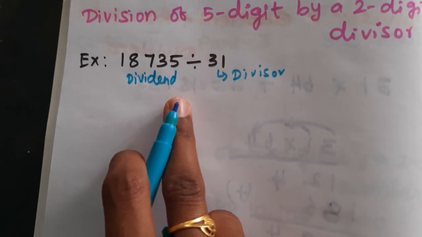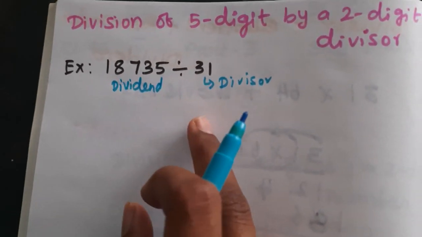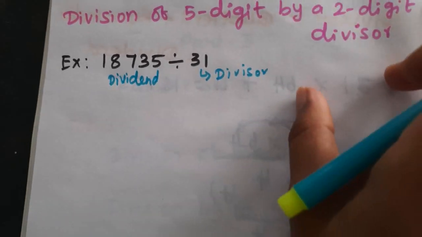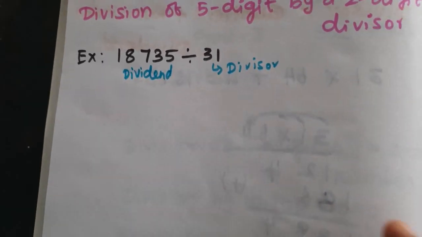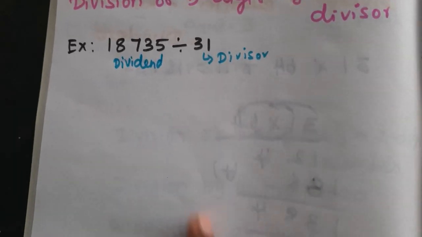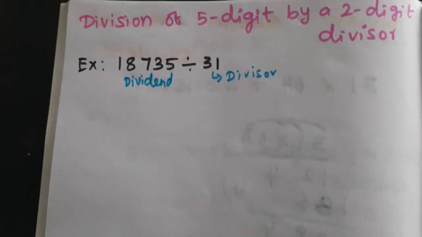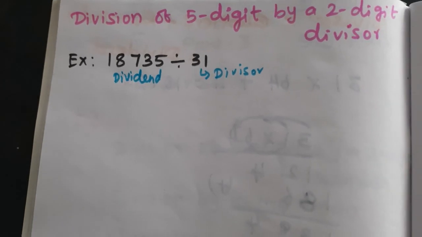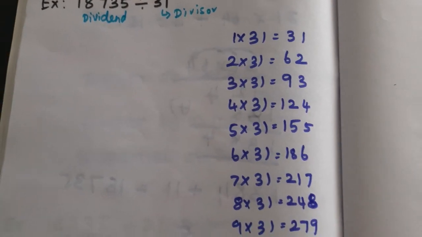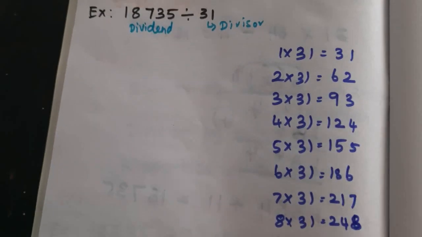Before we enter that sum, first we have to write the tables. Table of 31. We have to write the 31 tables first, then we have to do the subtraction, because it is easy for you to do that division. First you have to write the 31 table. Yes, first we have to write the tables, then we have to do the division.